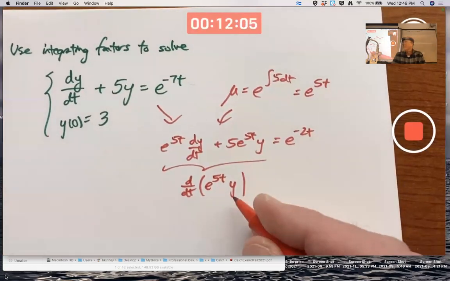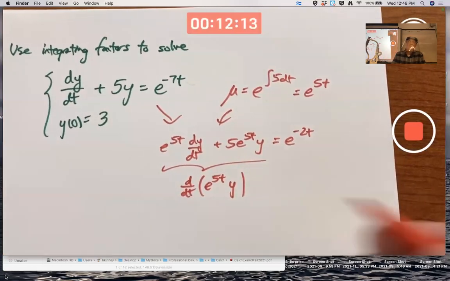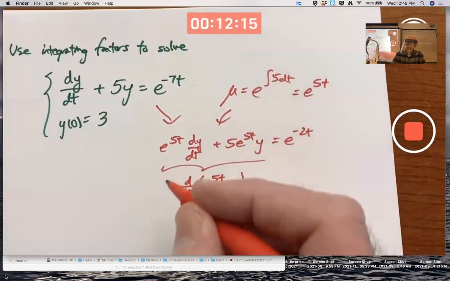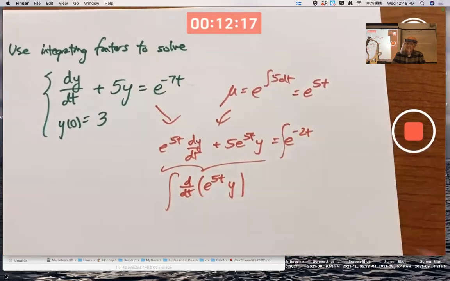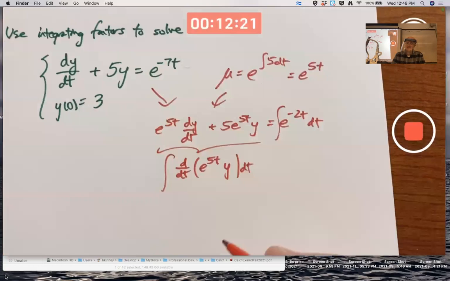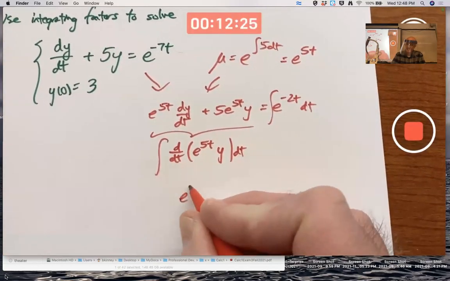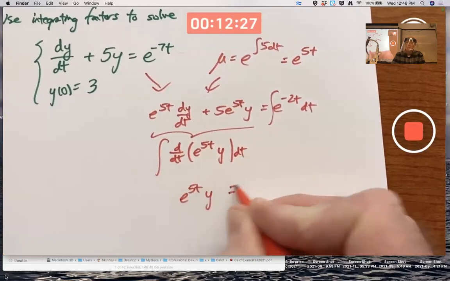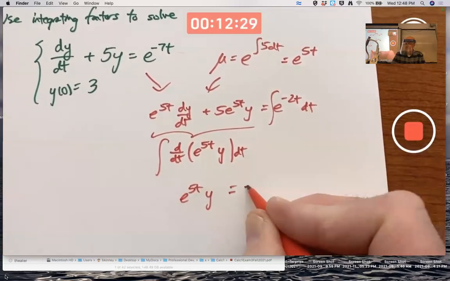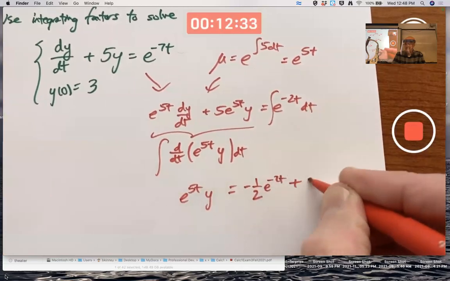Calling it y here, but y is a function of t, remember that. I could write y of t in there. And that means it's easy to integrate. That's why it's an integrating factor. Now integrate both sides with respect to t. The left side is easy to integrate. You're integrating a derivative, therefore you just get the function itself, e to the 5t times y. We do need to do that integral, -1/2 e to the -2t, and we do need a plus c.